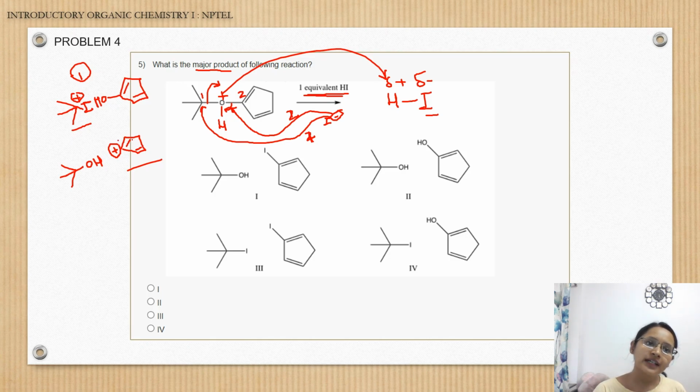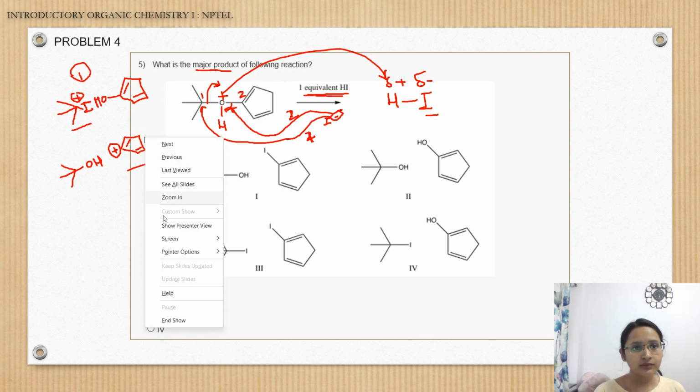See, the tertiary carbocation is stable because here we have talked about the aromatic, anti-aromatic thing, right? So here what will happen?